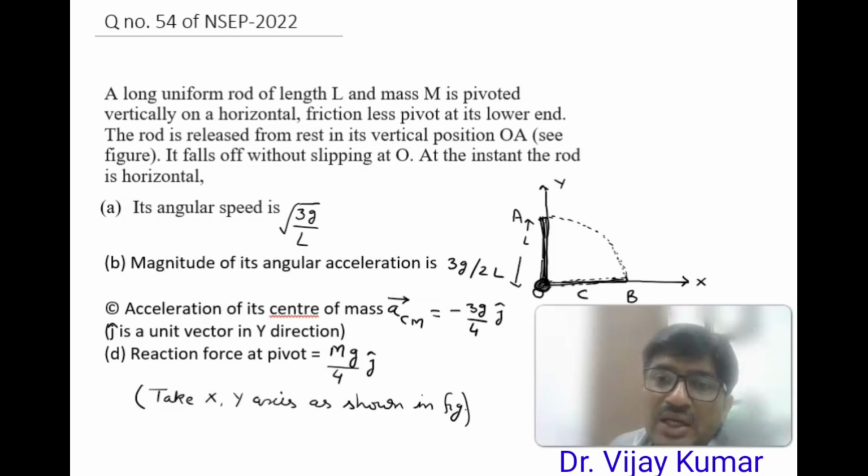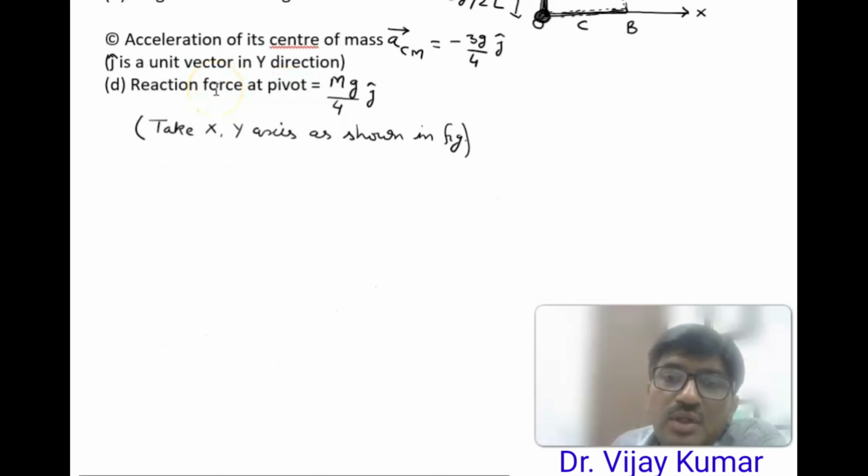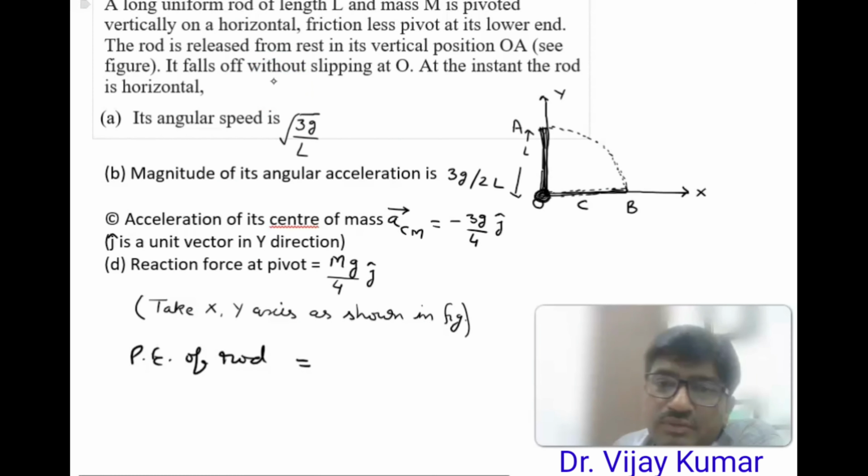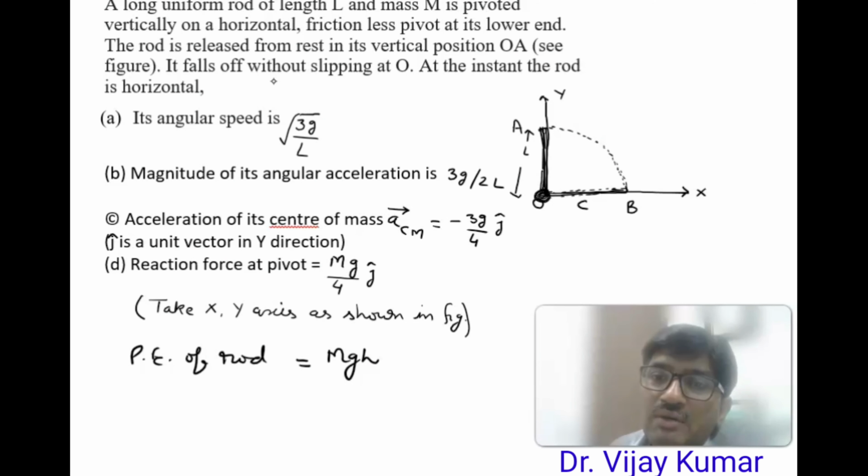If I calculate the potential energy of the rod when the rod is in vertical position, then we know that the potential energy is mgh, and here we have to take the height from the center of mass, that is L by 2, so it becomes mg L by 2.